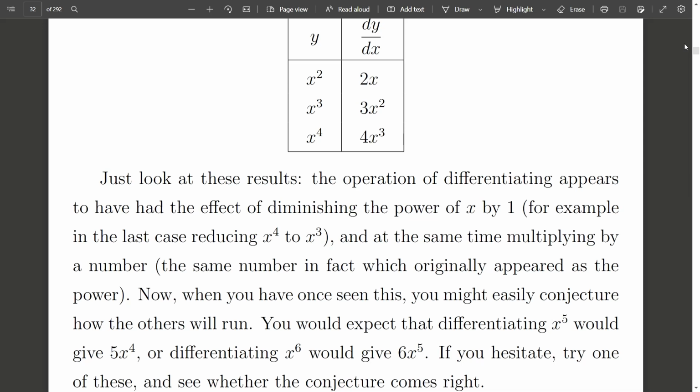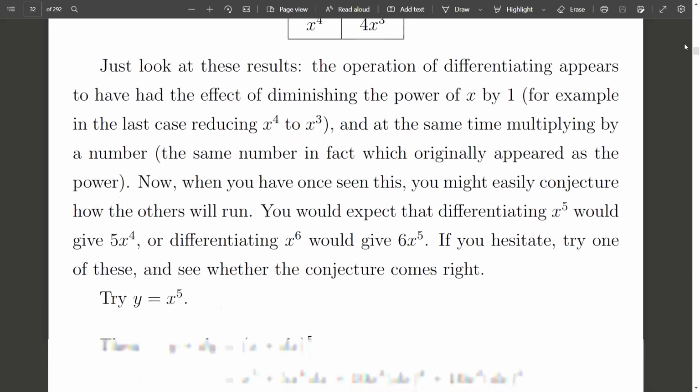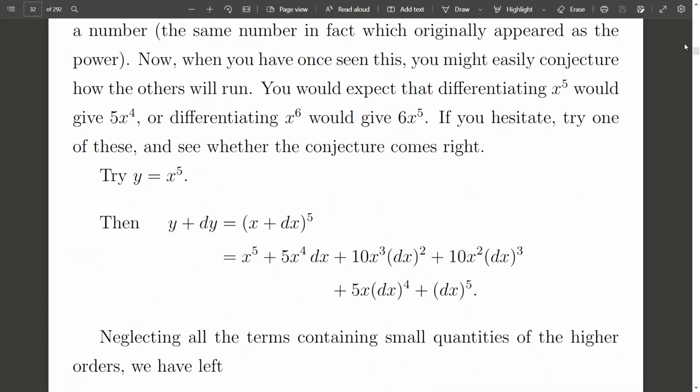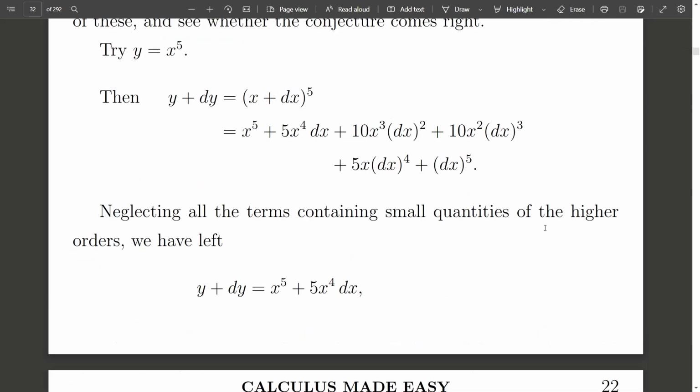You would expect that differentiating x to the power 5 would give 5x to the power 4, or differentiating x to the power 6 would give 6x to the power 5. If you hesitate, try one of these and see whether the conjecture comes right. Try y is equal to x to the power 5.